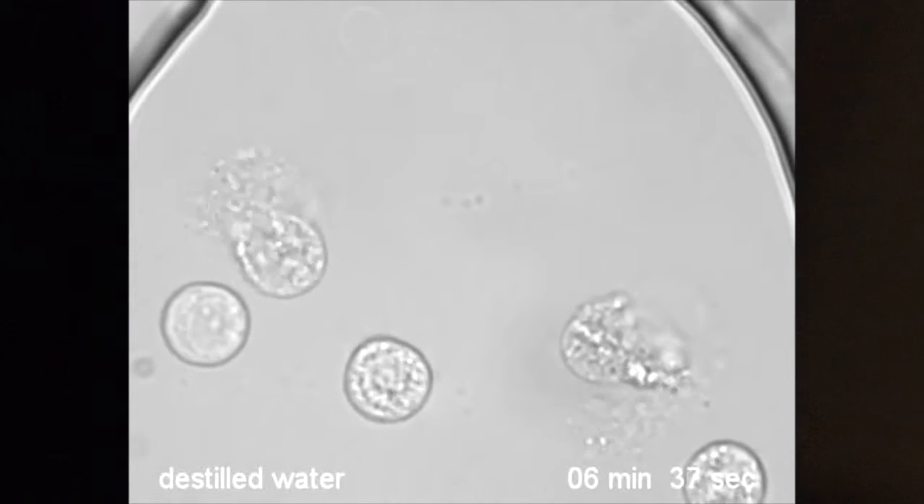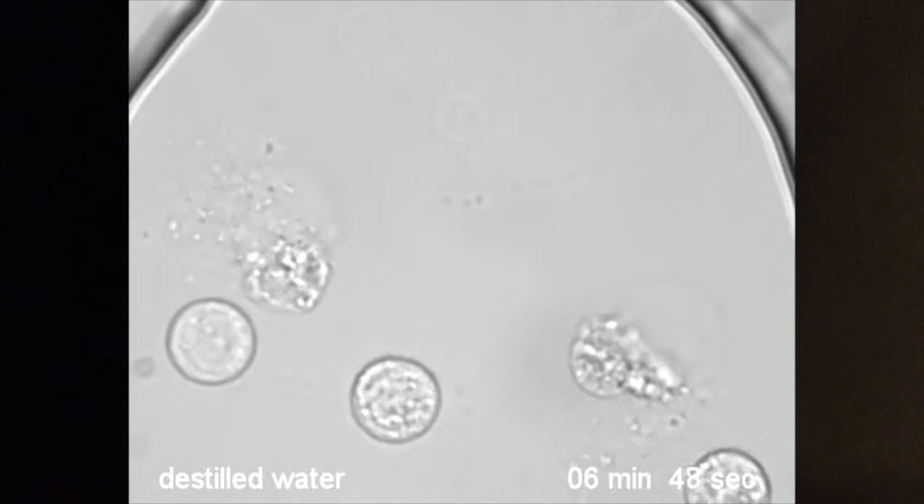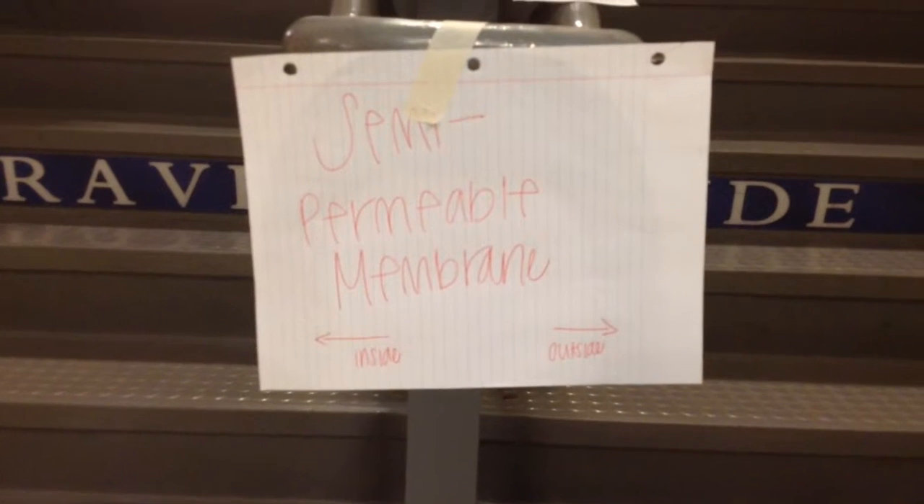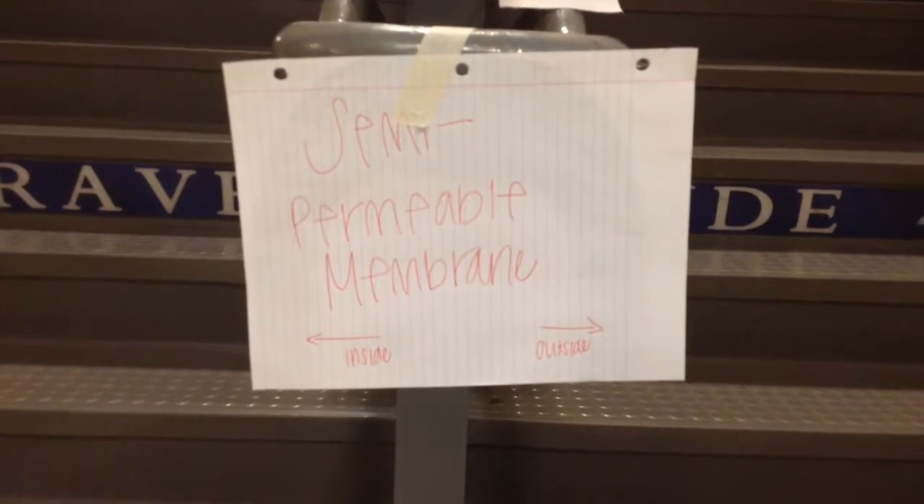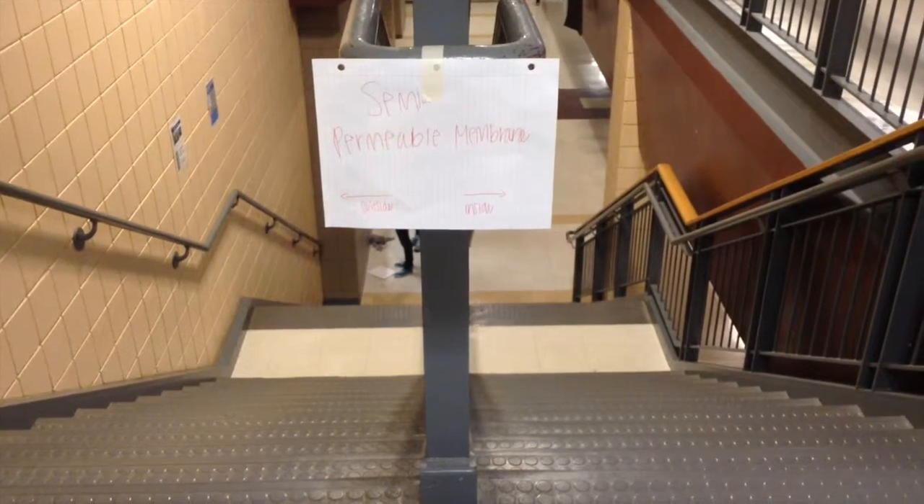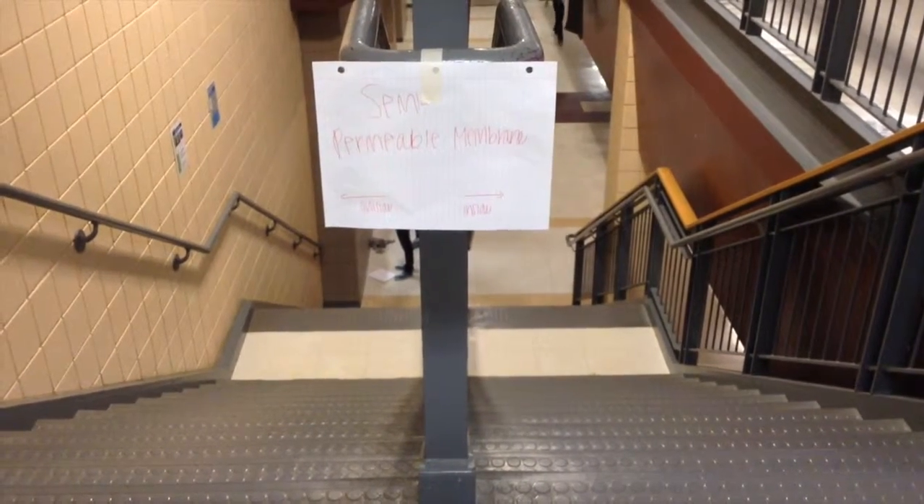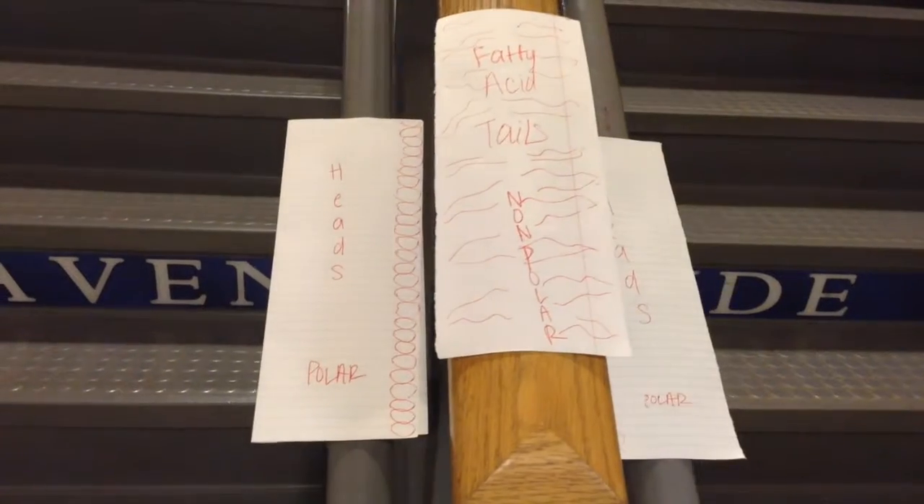This is what happens inside our cells when she drinks too much water. This is a semi-permeable membrane that separates the inside of the cell from the outside of the cell. First, let's explain the basics.